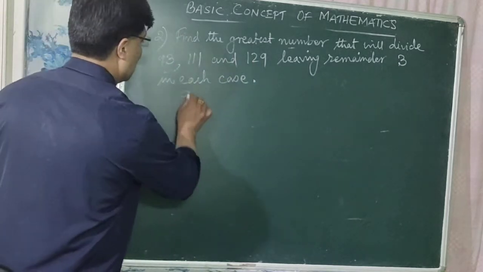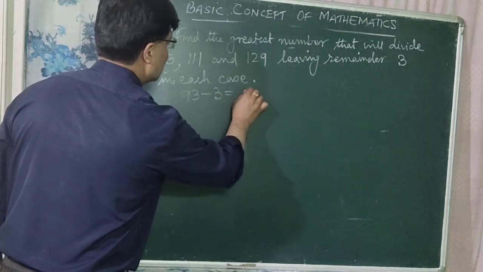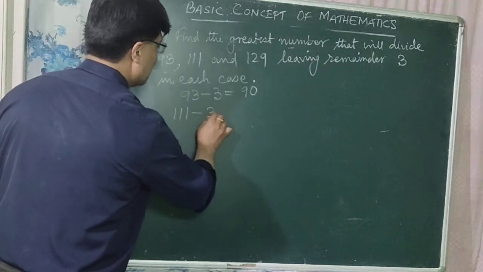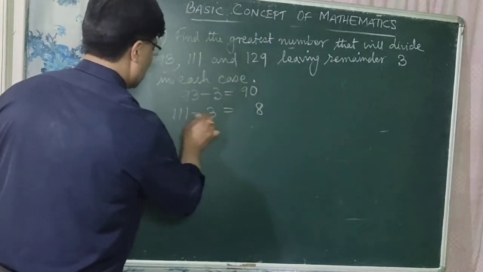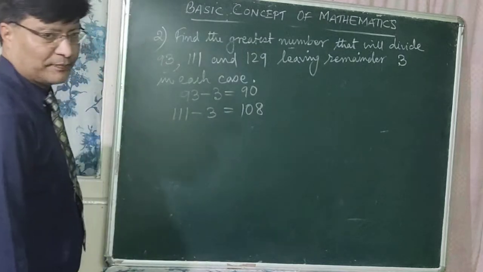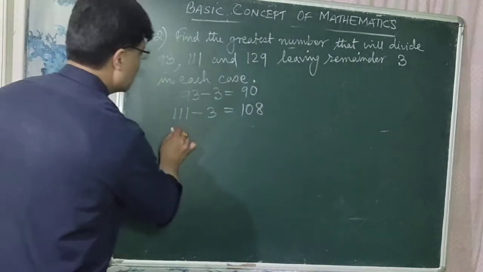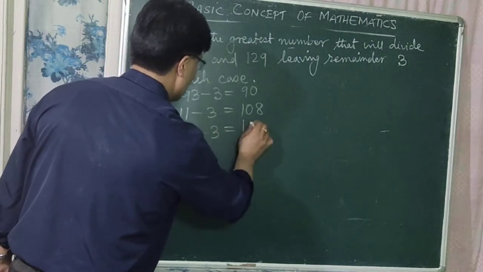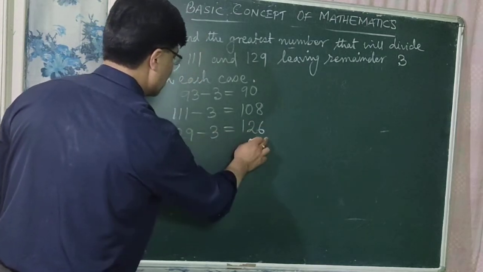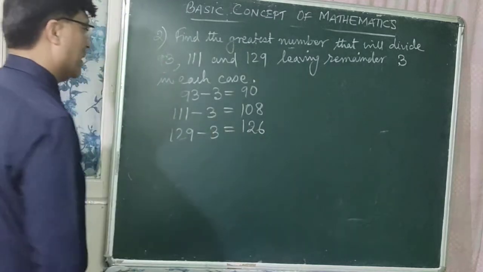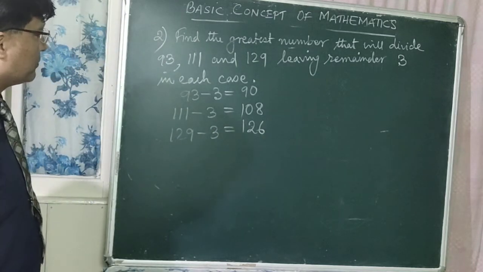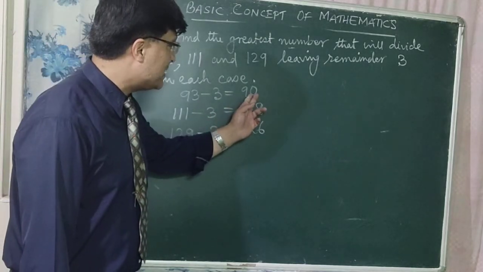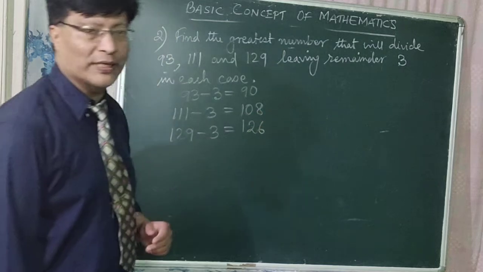That is 93 minus 3 is equal to कति भयो? 90. Again 111 minus 3 कति भयो? 108, right? Next 129 minus 3 कति हुँदैछ, 126. 9 minus 3 is 6, 2 and this is 1. ठीक छ यहाँसम्म. Now let us find out the HCF of 90, 108 and 126.